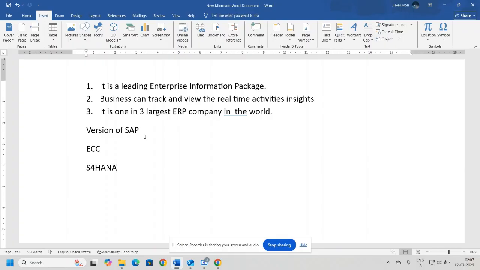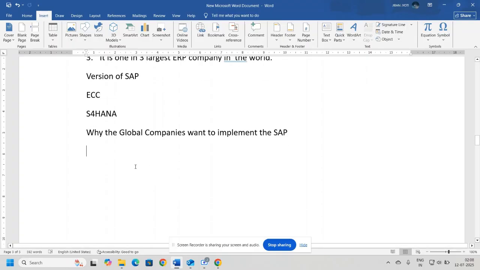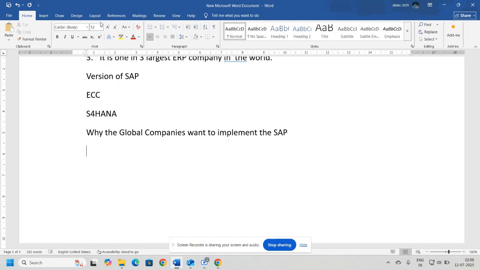Why does every organization want to adopt SAP? The reasons we can define here. Why do global companies who trade internationally want to implement SAP? So what are the reasons? We should know and discuss them. We can take some points here to define the reasons.